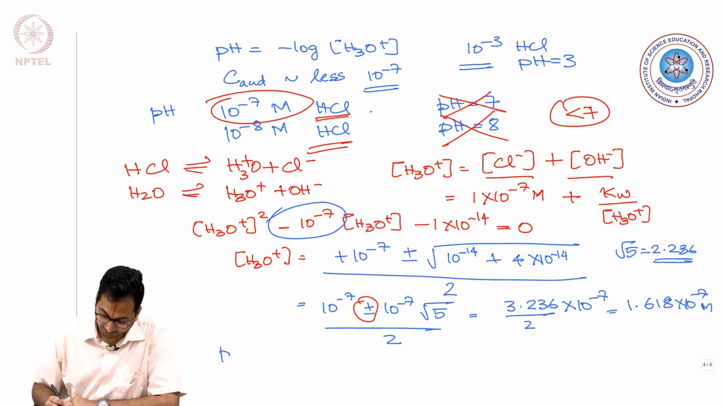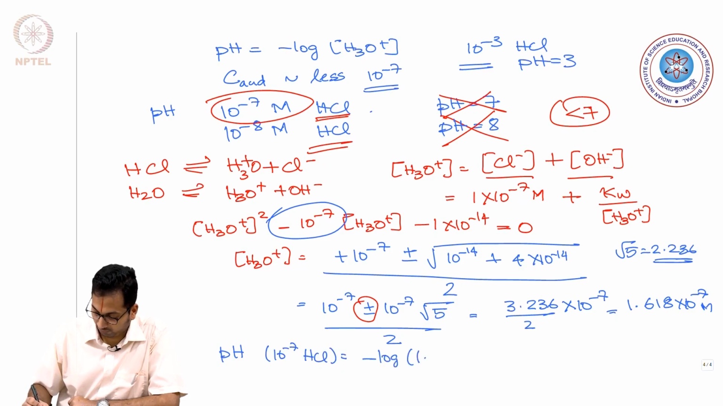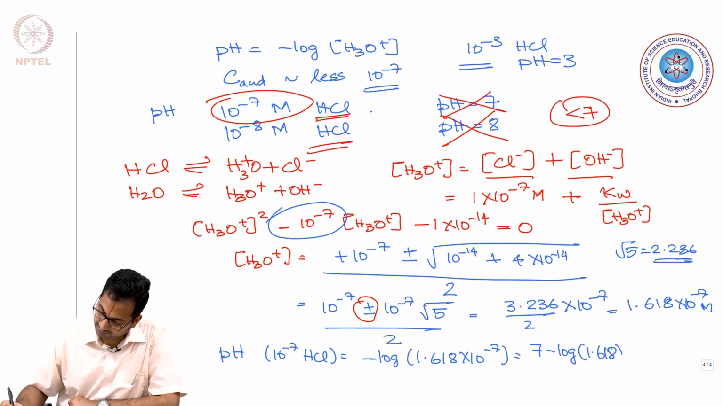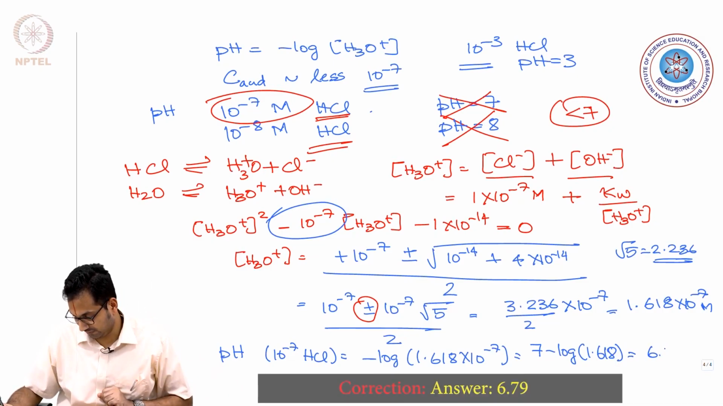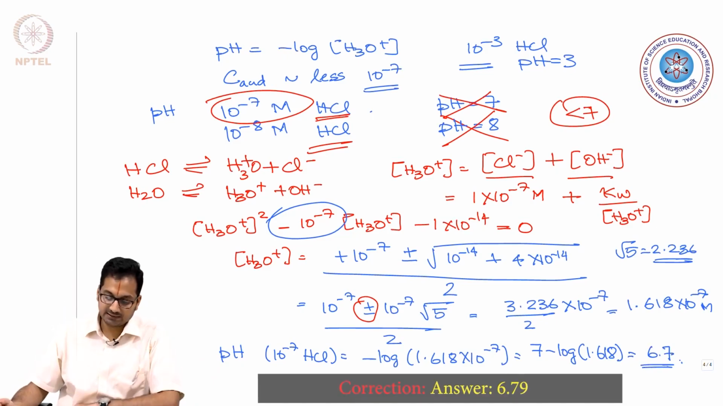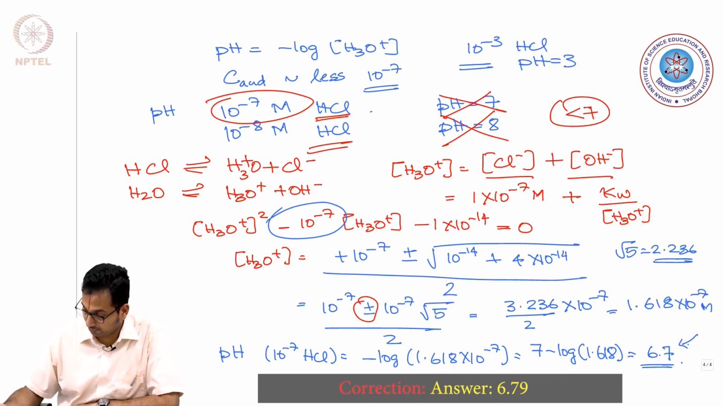So now the pH of 10 to the power of minus 7 HCl solution is going to be given by minus log of 1.618 into 10 to the power of minus 7. This is going to be 7 minus log of 1.618, that is going to be equal to 6.7 units. So you realize that although it is very tempting to say the pH of 10 power minus 7 molar HCl is 7, it is actually wrong. It has to be less than 7, and you do see it is a little less than 7, at 6.7. So be very careful when answering such questions.